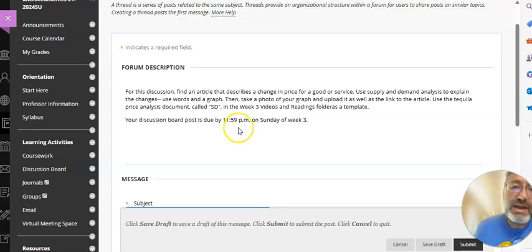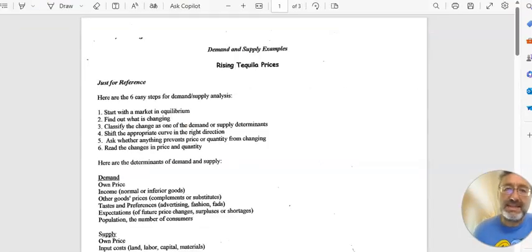You have to find an article and then discuss it using the supply demand model. So you find an article and you discuss it. Use the supply demand template that is in there. The template is this one. It talks about tequila prices. It's a good template because it tells you exactly how to do supply demand analysis.